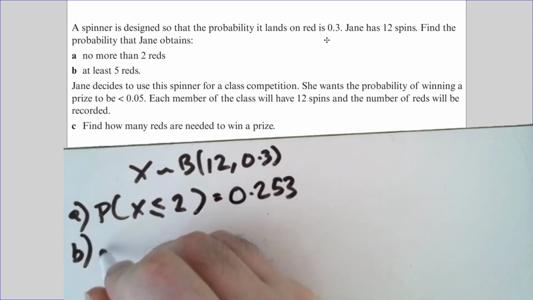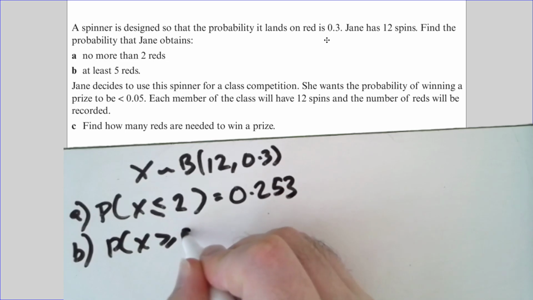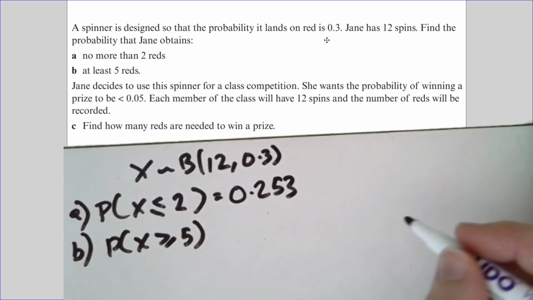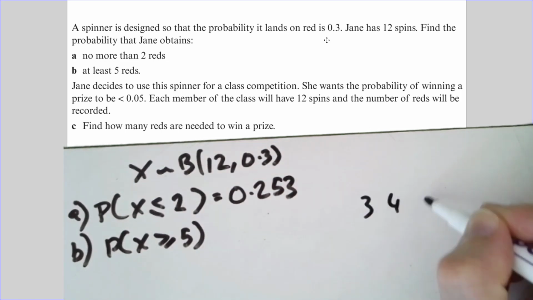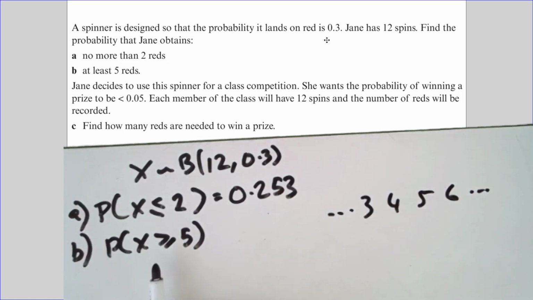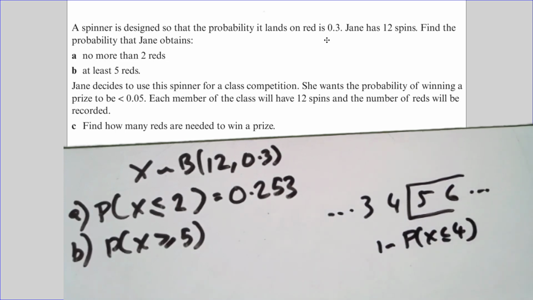For part B, we want the probability that x is greater than or equal to 5. At least 5 reds, so 5 or more reds. If we think about our numbers 3, 4, 5, 6, we want greater than or equal to 5, so we want to include 5 and 6. So we're going to do 1 minus the probability x is less than or equal to 4.